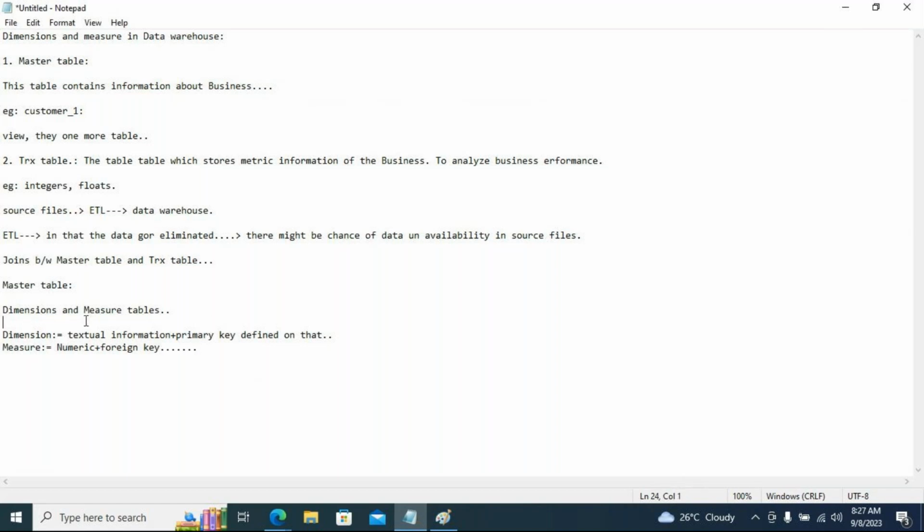That's how we can classify dimensions and measures. A dimension is the column or table which stores descriptive information. The table which stores metric information is a measure table. A dimension is similar to the master, and a measure table is similar to the transaction. Sometimes, when you are looking for data in a measure table, it will not be available, because it might be integer data but stored as part of master tables.